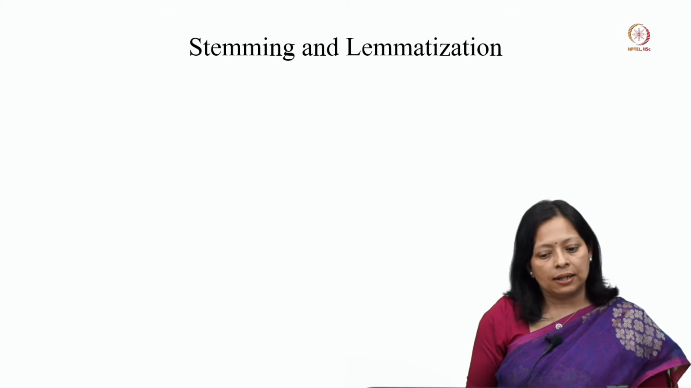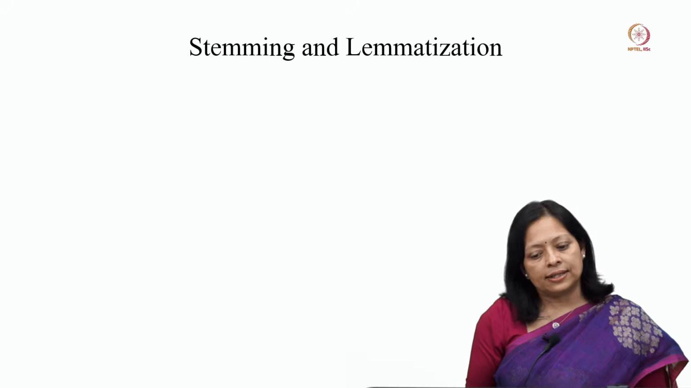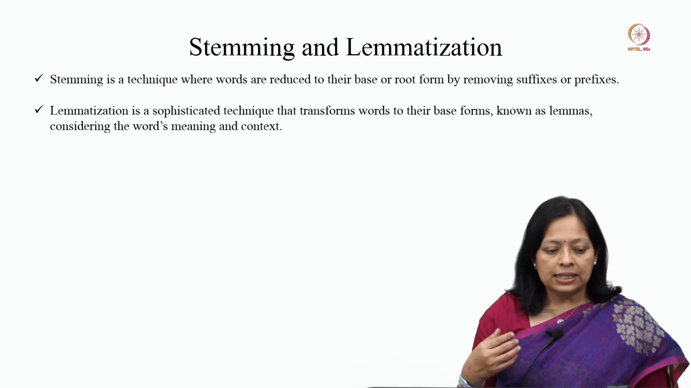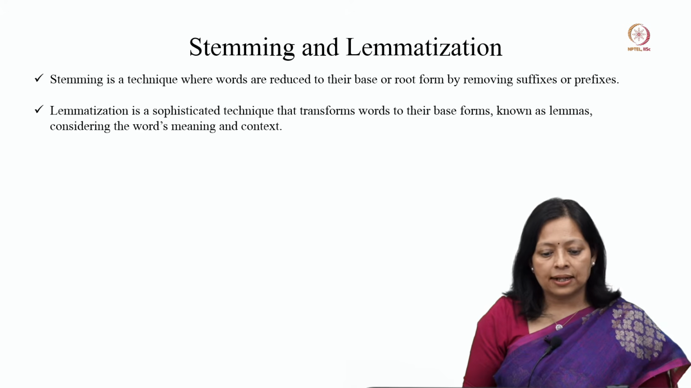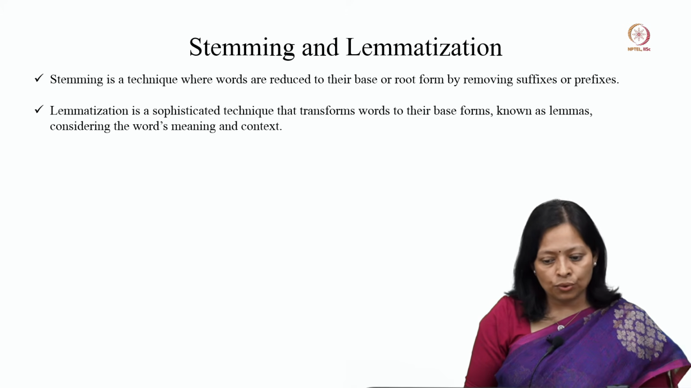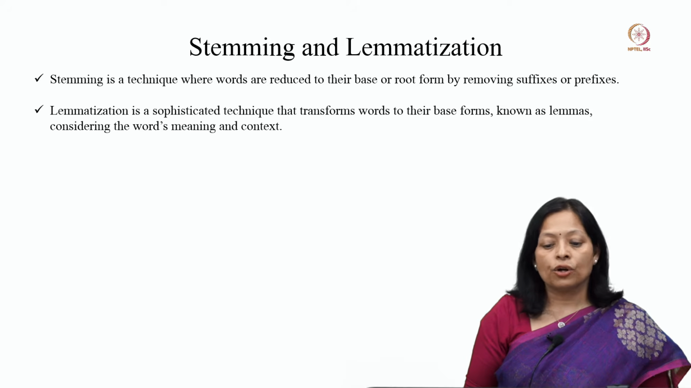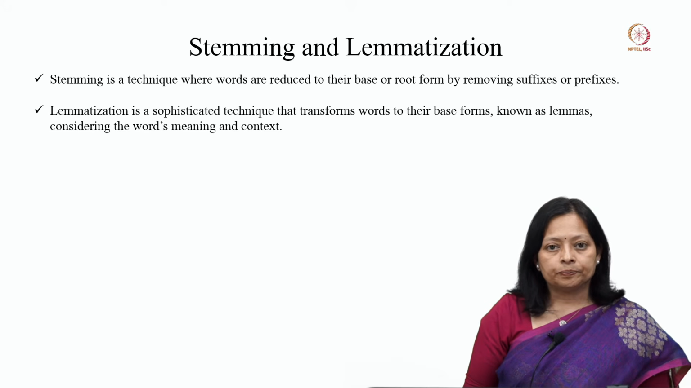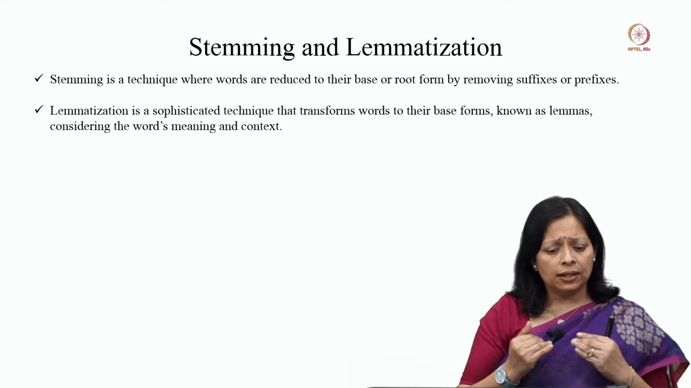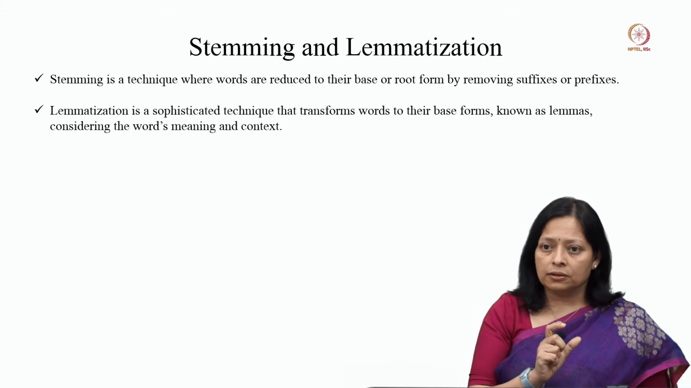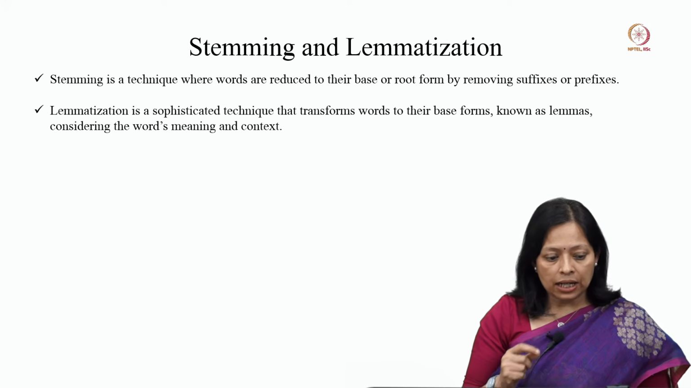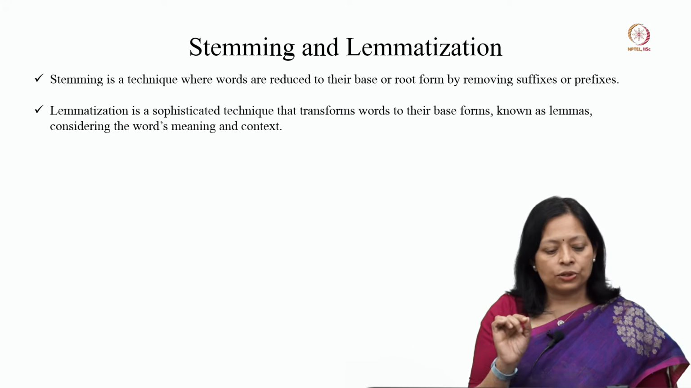Then stemming and lemmatization. What is stemming and what is lemmatization? We will see. Stemming is a technique where words are reduced to their base or root form by removing the suffixes or prefixes. Whereas lemmatization is a sophisticated technique that transforms words to their base forms, known as lemmas, considering the word's meaning and context. So both of them are transforming the word to something related to the base form. Now, there is a subtle difference between stemming and lemmatization.